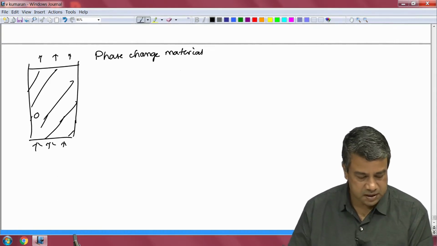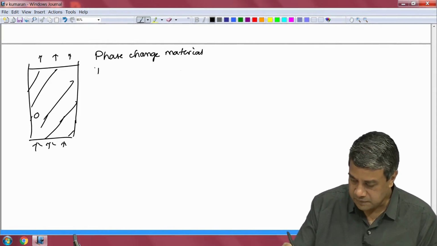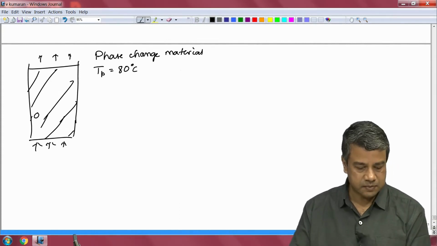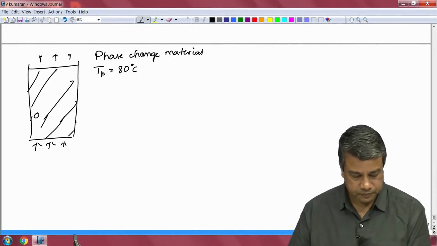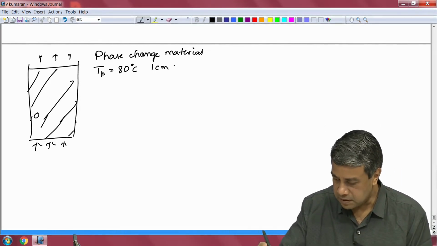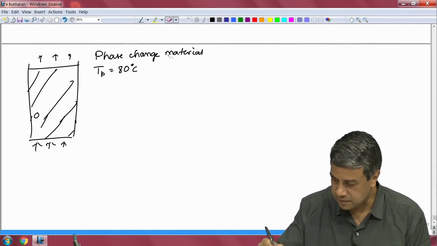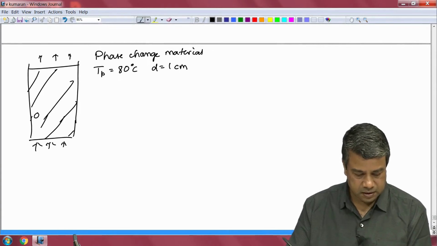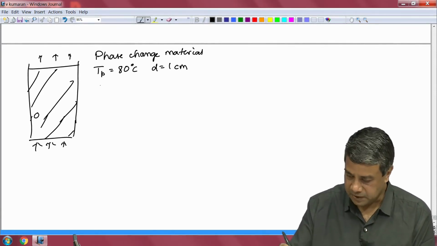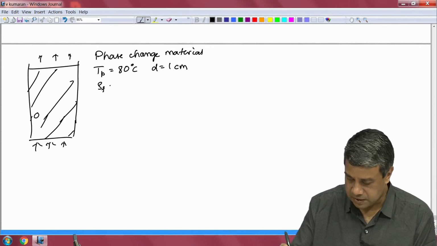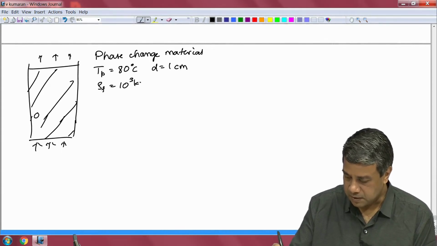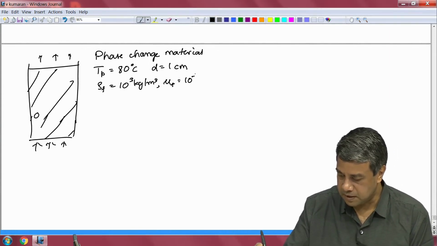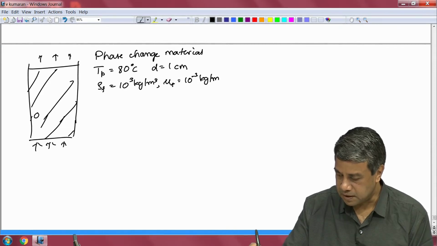In this case, we will consider a packed bed with the temperature of the particles equal to 80 degrees centigrade. Phase change material with temperature 80 degrees centigrade. 1 centimeter particles. So, D is equal to 1 centimeter. And we will consider water flowing through it. Rho of the fluid is equal to 10 power 3 kg per meter cubed. Mu of the fluid is equal to 10 power minus 3 kg per meter per second.